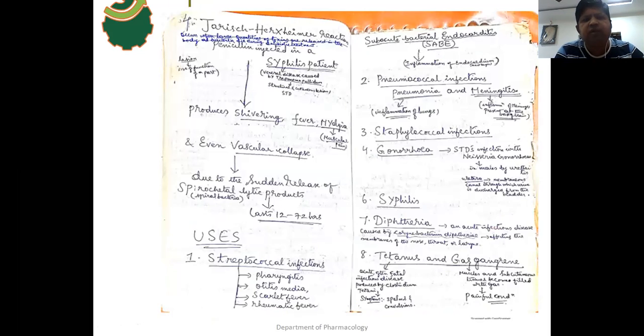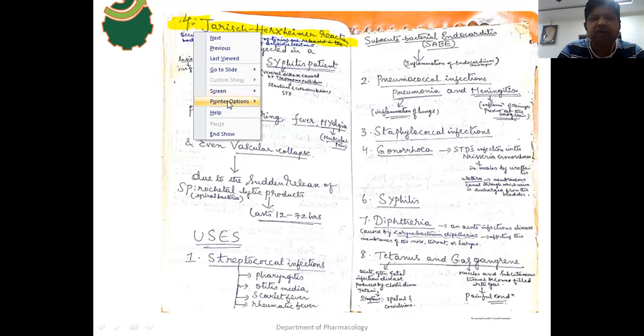Now coming to the fourth, one of the peculiar and most important reactions seen with penicillin G is the Jarisch-Herxheimer reaction. This is a typical reaction that occurs when penicillin injections are given in a syphilis patient. Do you know what syphilis is? Syphilis is a venereal disease, a sexually transmitted disease. It is caused by a bacteria called spirochete.